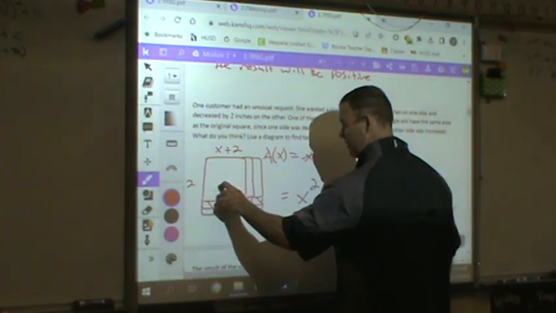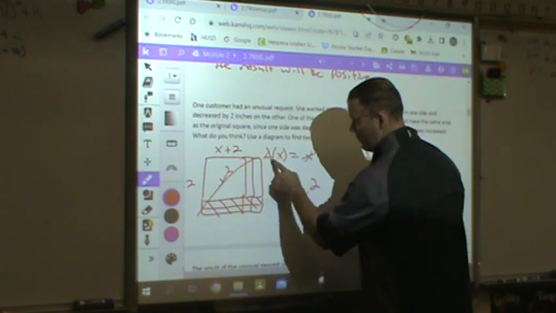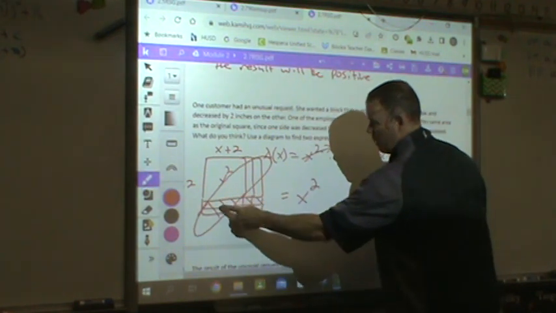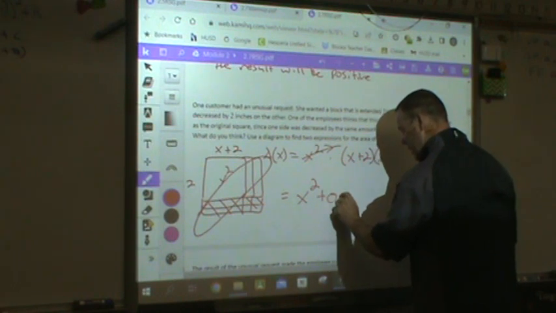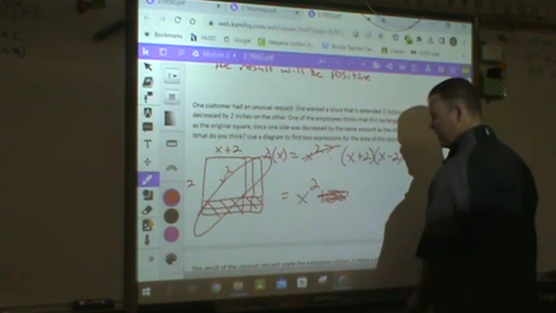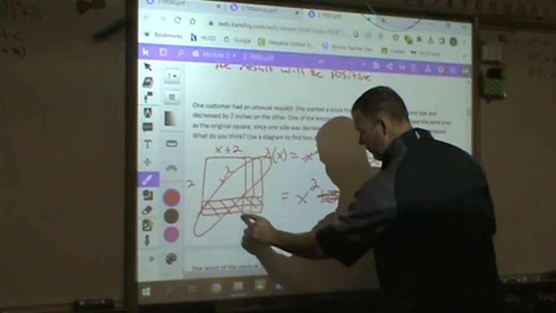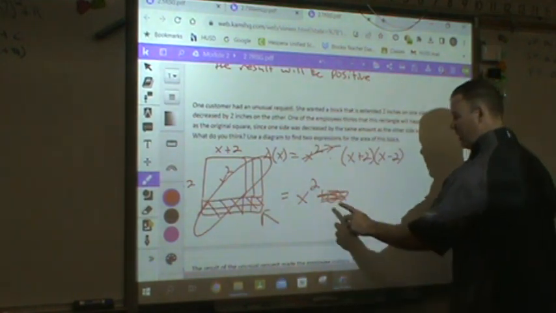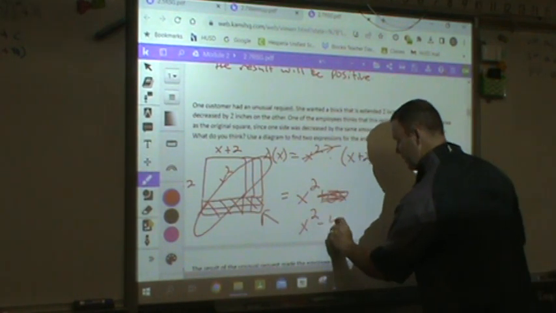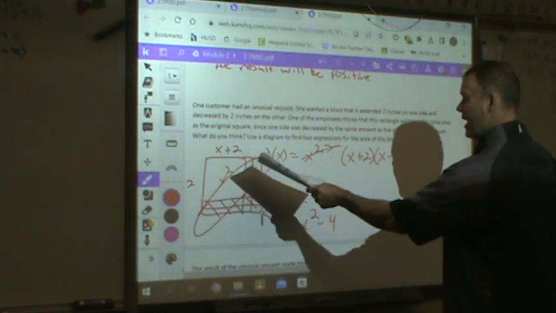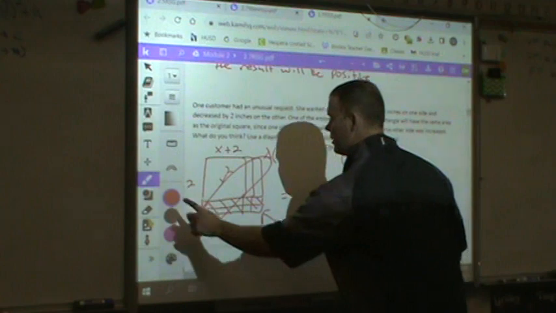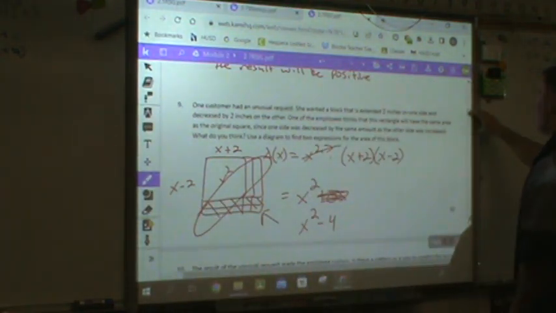If you add the area of all these little pieces, plus 2 minus 2 gives me 0. So do I write plus 0x? No, we don't write that. But don't forget about the last piece over here, which becomes x squared minus 4. So you actually end up with slightly less if you add the same and subtract the same. That's what they wanted you to understand.